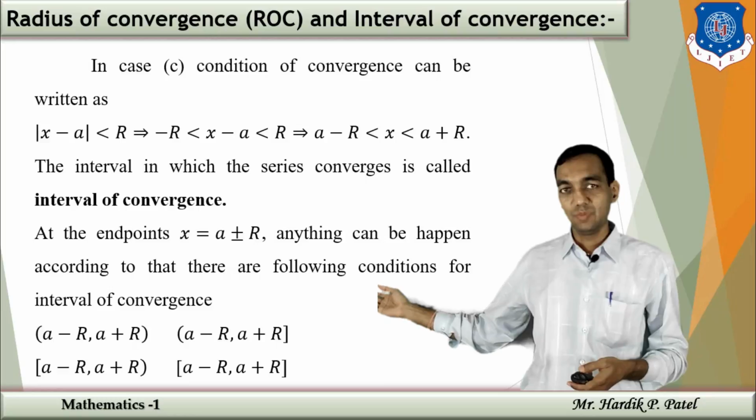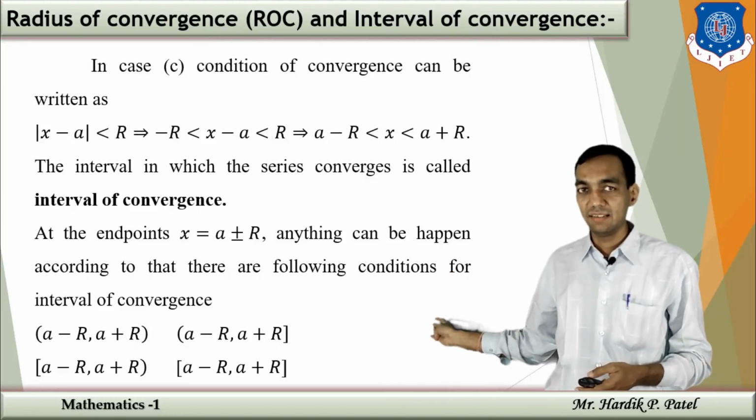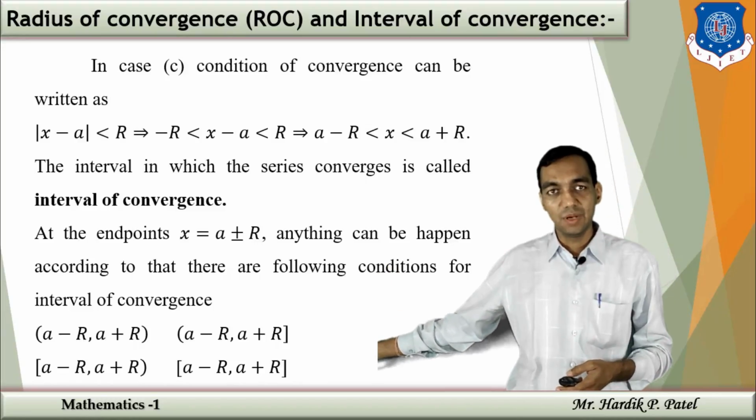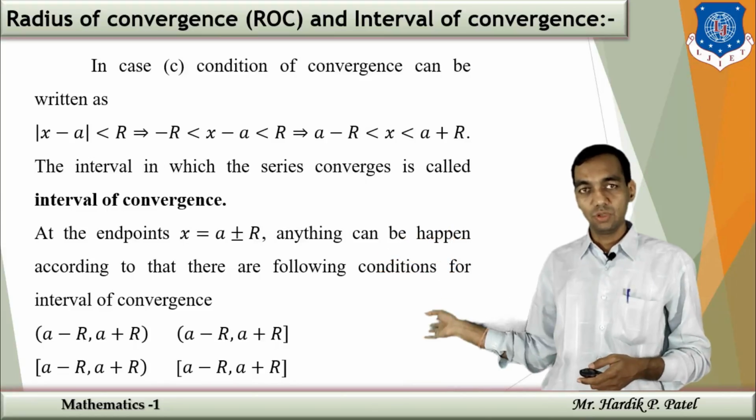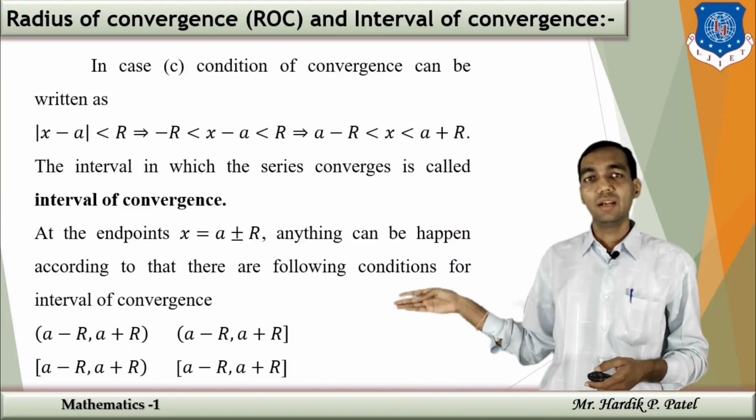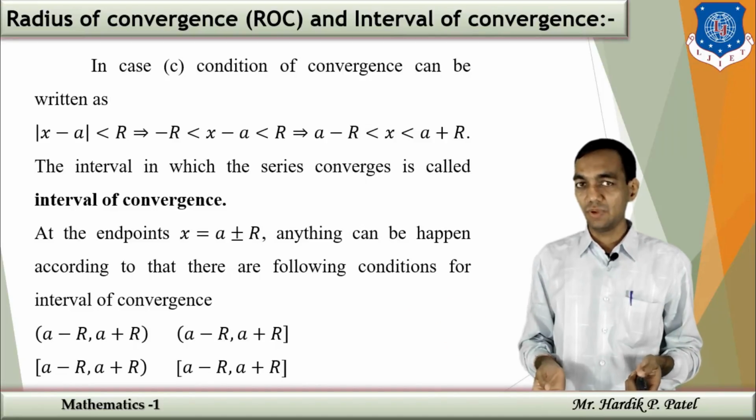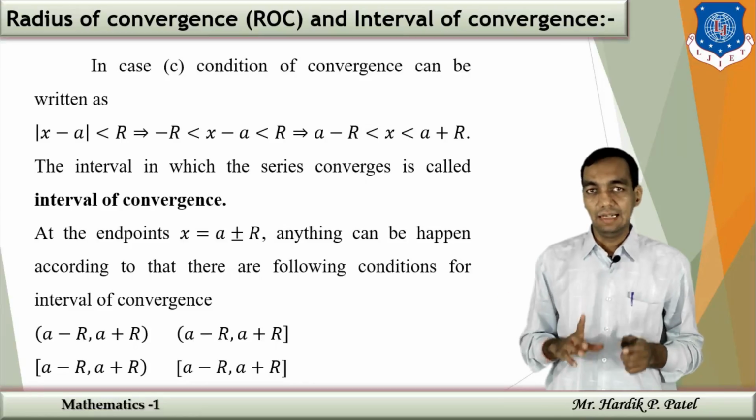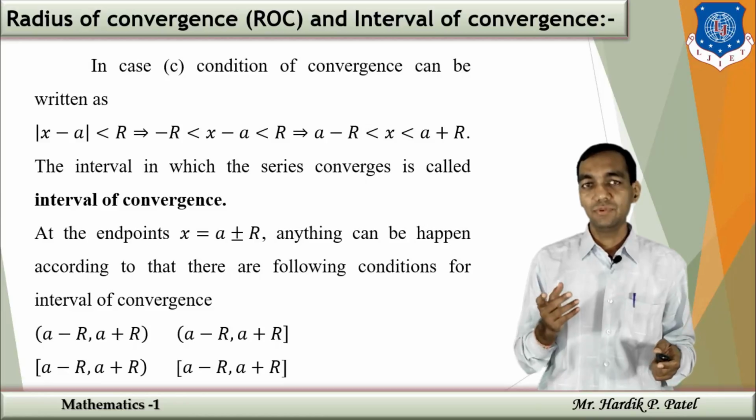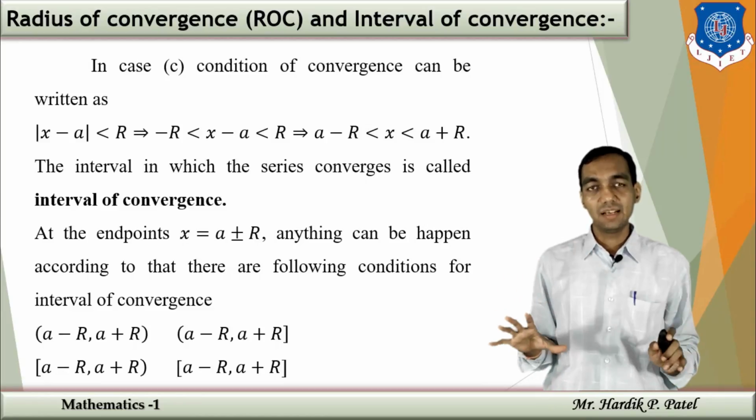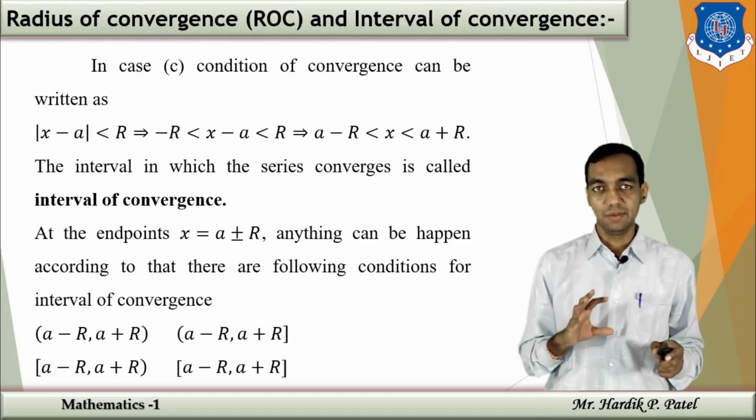Either both the left-hand endpoint a minus r and the right-hand endpoint a plus r are not included, or the right-hand side a plus r is included, or the left-hand side a minus r is included, or both are included. That means it is convergent at both endpoints, or at one of the endpoints, or at neither endpoint. But inside, it is always going to be convergent, and this interval is called the interval of convergence. So this is the basic idea. Using this we are going to solve some examples.